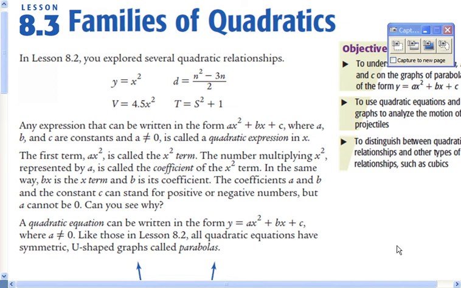We're going to look at quadratics a little more closely and try to understand the effects of the different parts of the equation, A, B, and C, on them. We're going to do more with analyzing projectiles in motion using quadratic equations, and we're going to learn how to distinguish between quadratic relationships and other types of relationships eventually. So we've got a lot going on here.